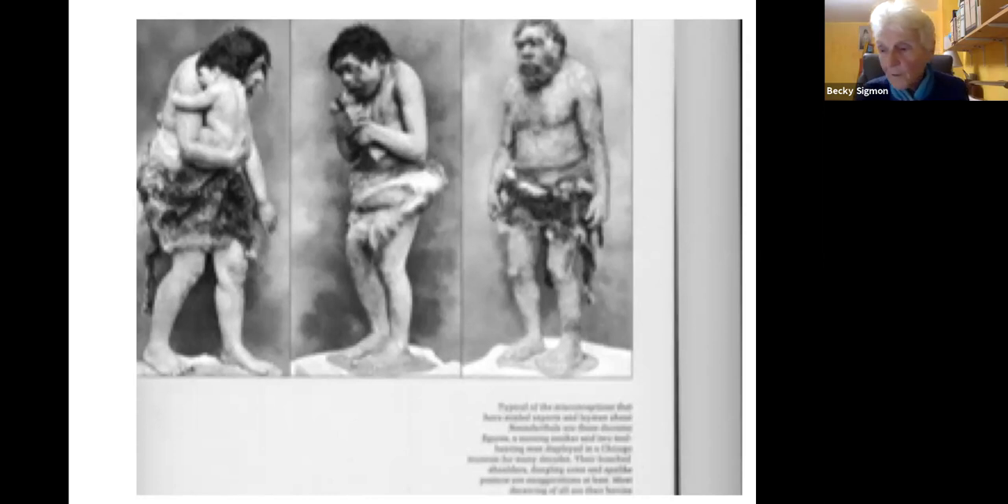I'll conclude with saying and emphasizing that there always has been a large amount of biological and morphological variation in human beings and in our evolutionary lineage.